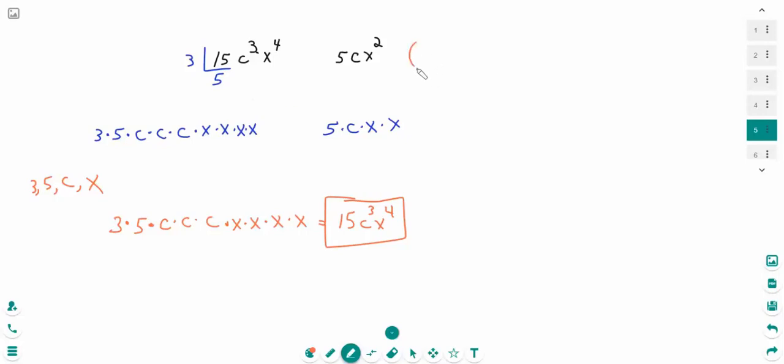And if you think about it, that something would just be a 3c squared, x squared, right? Because 5 times 3 would give us 15. C times c squared would give us c to the third. X squared times x squared would give us x to the fourth. So we can see that 5cx squared can go into 15c cubed x to the fourth.